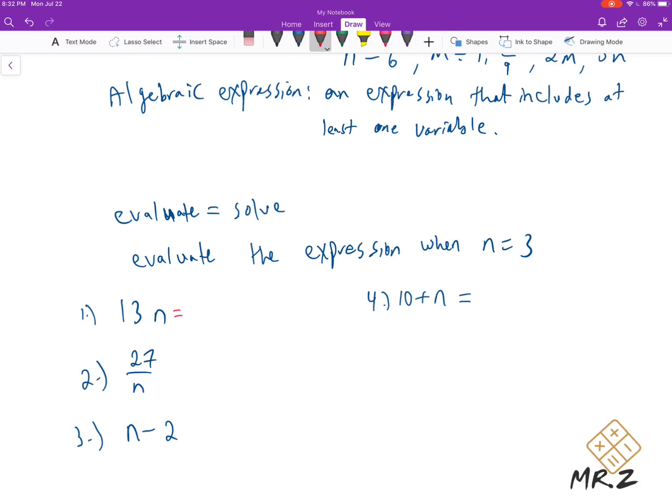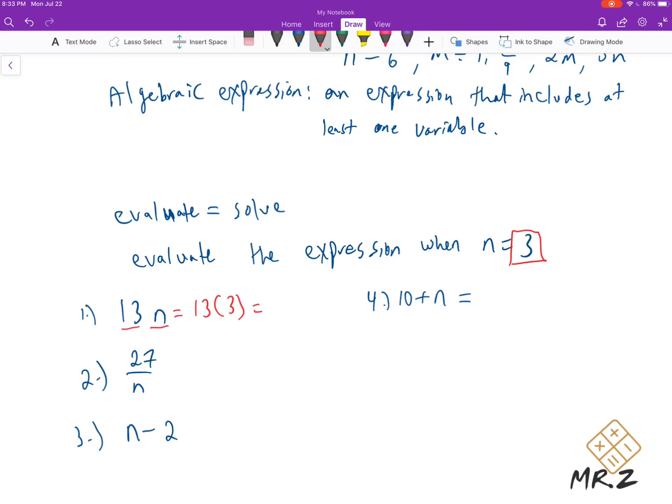13n. Remember how I told you whenever you see a number right next to a letter, there is nothing in between, right? No operation. There's no addition sign, no subtraction, no multiplication. It means multiplication. Anytime you see a number right next to a variable and there's any type of sign in between, then you know it means multiplication. So 13 times n. But instead of n, they told us that n equals what, guys? It equals 3. So this means 13 times 3.